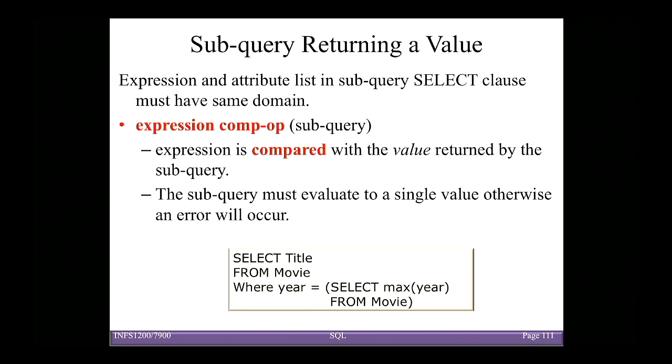So it's no longer a set of things that are being returned, because if it was a set, it would not have made sense for me to say where year equals a set of values. Right? So that is just one value, and I'm checking whether year equals that one single value that is being returned.